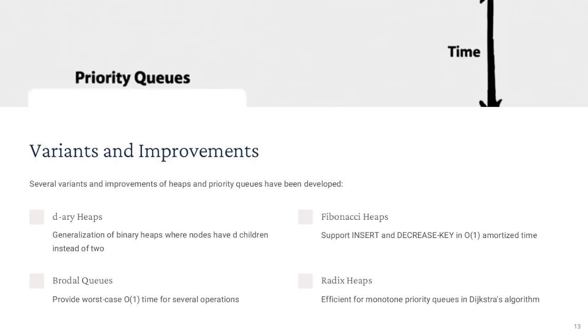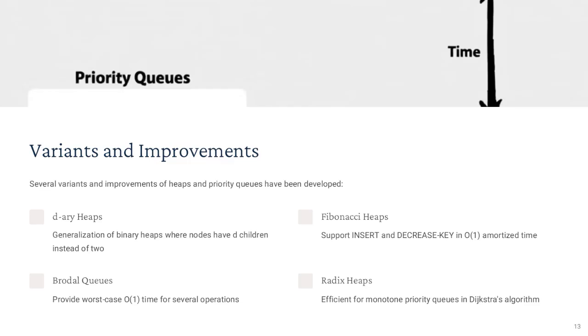Several advanced variants and improvements to heaps and priority queues have been developed to optimize specific operations. For instance, D-ary heaps generalize binary heaps by allowing each node to have D children, which can reduce the height of the heap and improve the performance of certain operations. Fibonacci heaps are another powerful variant, offering O of 1 amortized time for operations like insert and decrease key, making them highly efficient for graph algorithms such as Dijkstra's.